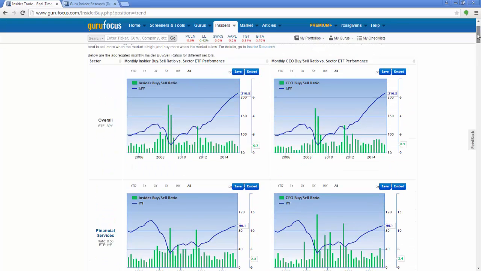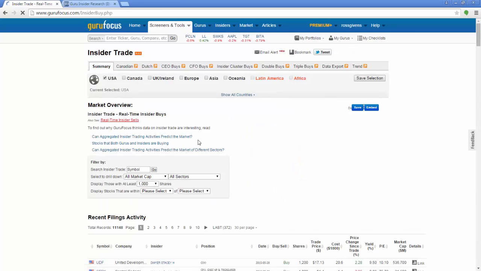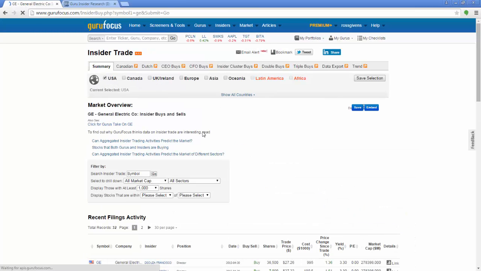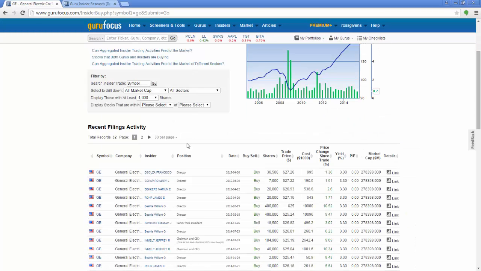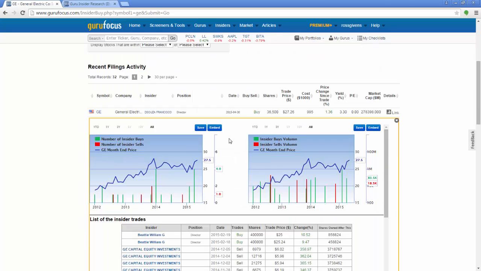Now I got to ask, can we see that for any stock or ETF? Yeah, absolutely. If you go back to the summary and put in any stock you want, like for instance, look at General Electric, and just click one of these line items here, we'll quickly see what this looks like.